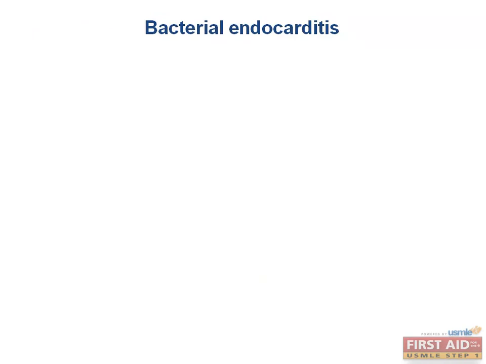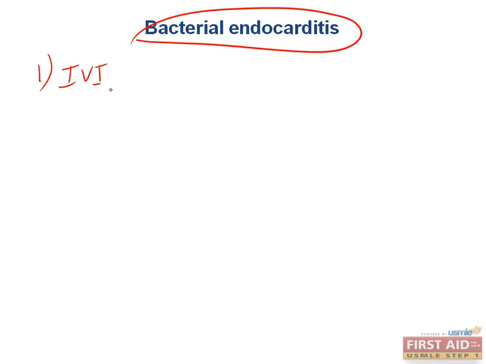Alright, excellent. Now, let's focus back on the title of the actual slide, Bacterial endocarditis. How does Staph aureus get access to the heart anyways? Number one answer, IV drug users. So, intravenous infectious disease basically, right? They're sticking themselves with a dirty needle that has Staph aureus on it.